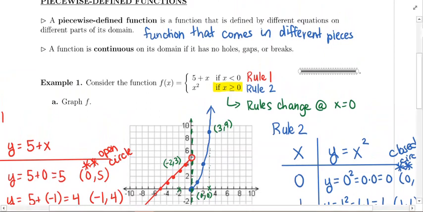Make a number line. This is going to track the x values. The rule changes at 0. Rule 1 handles x values less than 0. So rule 1 does not take care of 0, but it takes care of everything less than 0. Then rule 2 comes along. It holds for x values greater than or equal to 0, so it will actually take care of 0 and then everything bigger than 0. So the entire number line is shaded. The domain here is all real numbers.